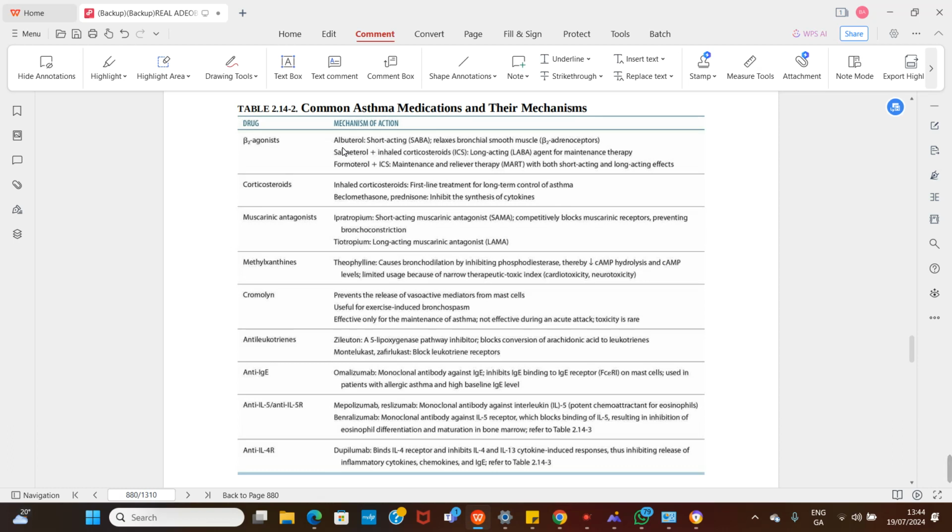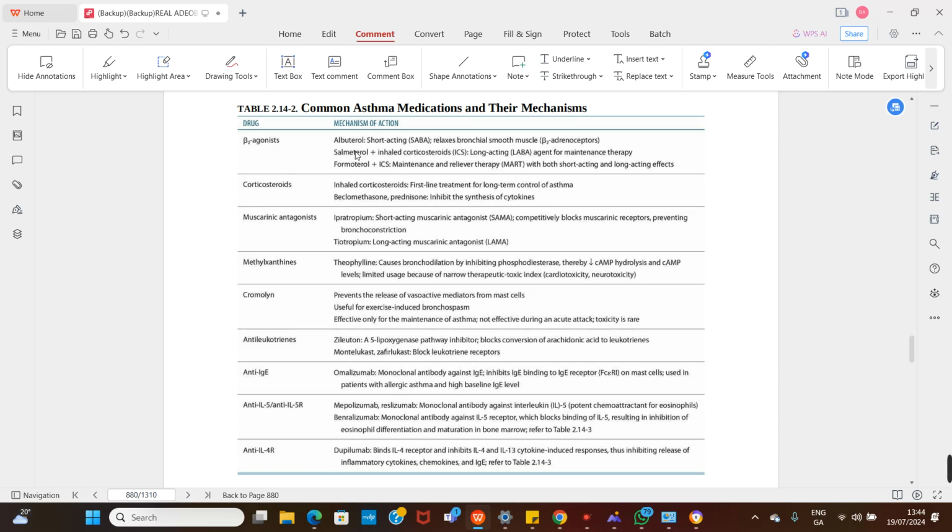To prevent them from having recurrent exacerbation, you can place them on some maintenance therapy, which includes the long-acting bronchodilatory agent, which is your LABA, plus your inhaled corticosteroids. But the one we usually prefer is not Salmeterol ICS. We prefer Formoterol ICS. Why?